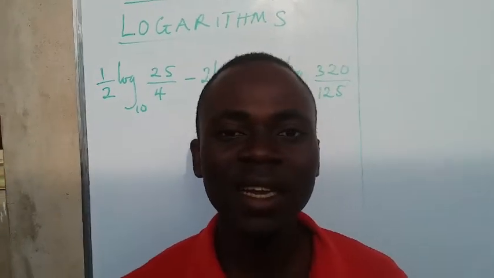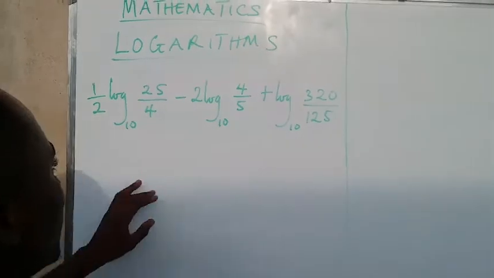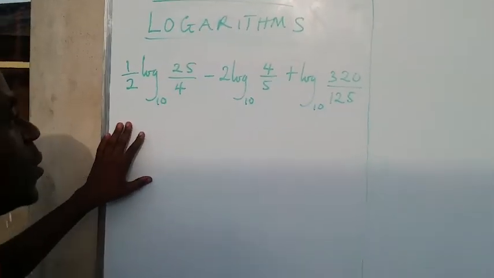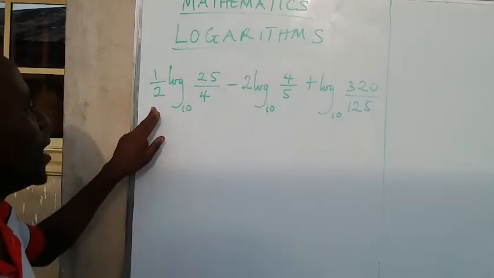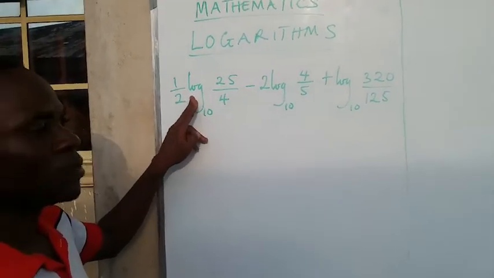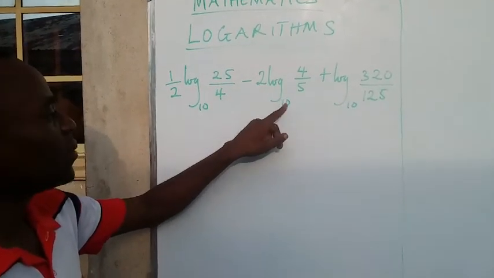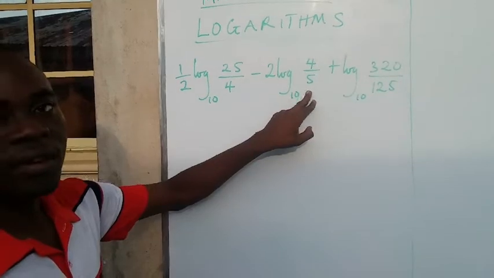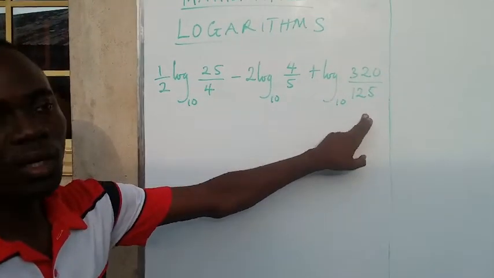We shall be learning how to simplify logarithmic expressions, and on the board we have one of such expressions to simplify. So looking at this expression, we can simplify the first term. The first term here is logarithm half multiplied by logarithm to base 10 of 25 over 4 minus 2 multiplied by logarithm to base 10 of 4 over 5 plus logarithm to base 10 of 320 over 125.